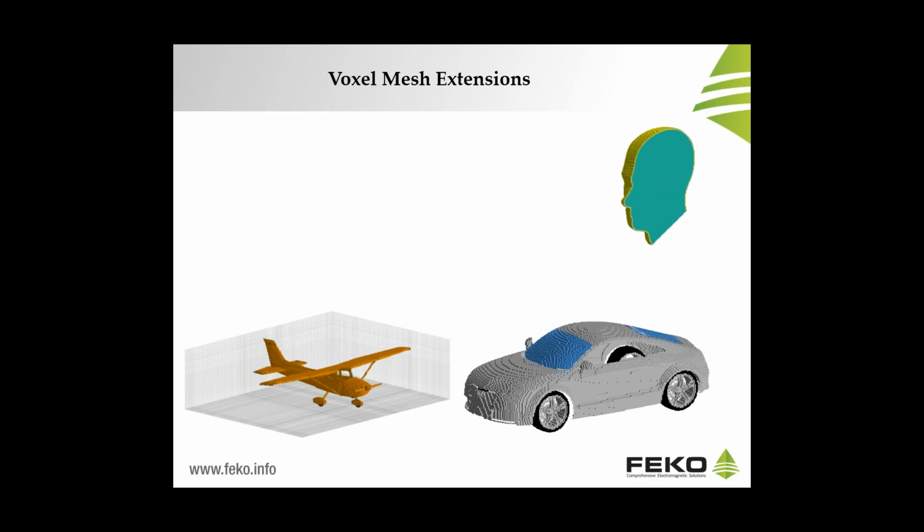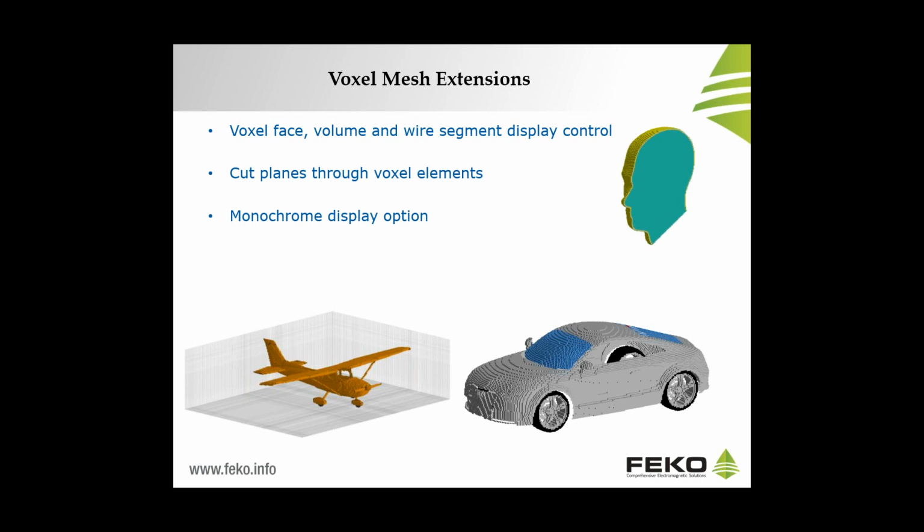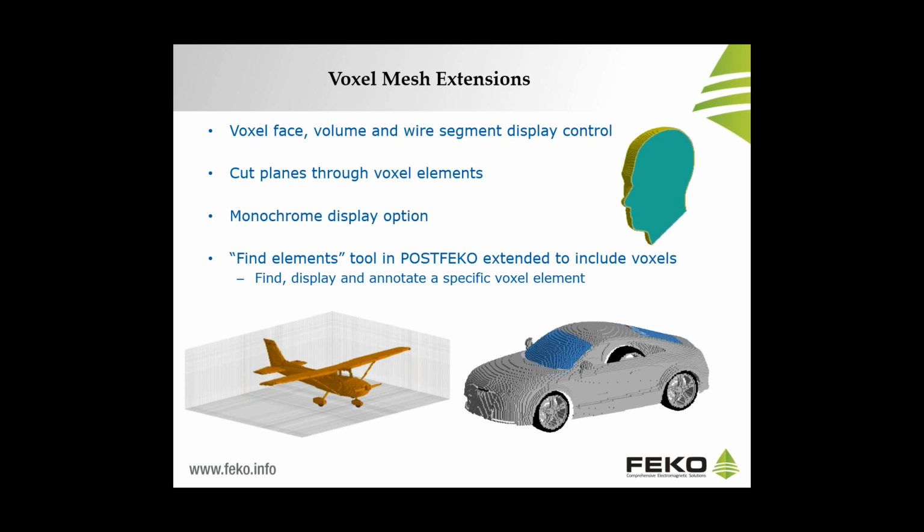There are some extensions on the voxel mesh. You will see that you can control the display of the voxel faces, the volume, and wire segments. You can also define cut planes through voxel elements. You will have the options of a monochrome display. And in post-FEKO, as with our other methods, we have enabled the voxels in the Find Elements tool, where you can find, display, or annotate a specific voxel element.